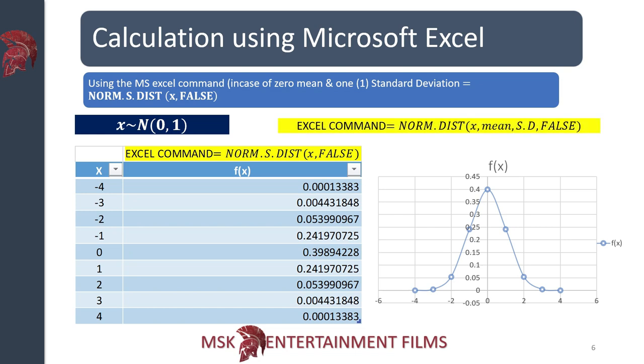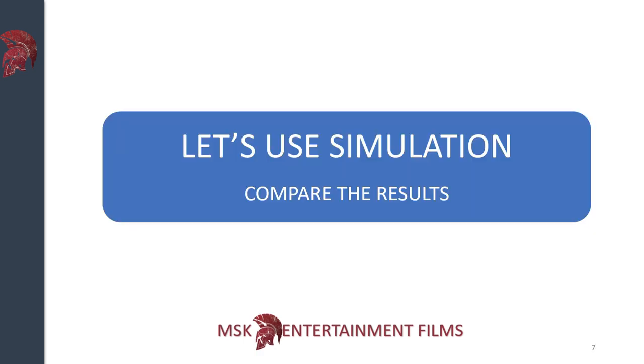In case you are given a different mean than 0 and a different standard deviation than 1, then you use this Excel command: equal to NORM.DIST, then open bracket, insert the value of x, then write your respective mean and standard deviation, and then select false and close the bracket. Now let's move towards the simulation, where we will compare the results using different means and different standard deviations. So let's go and check it out.